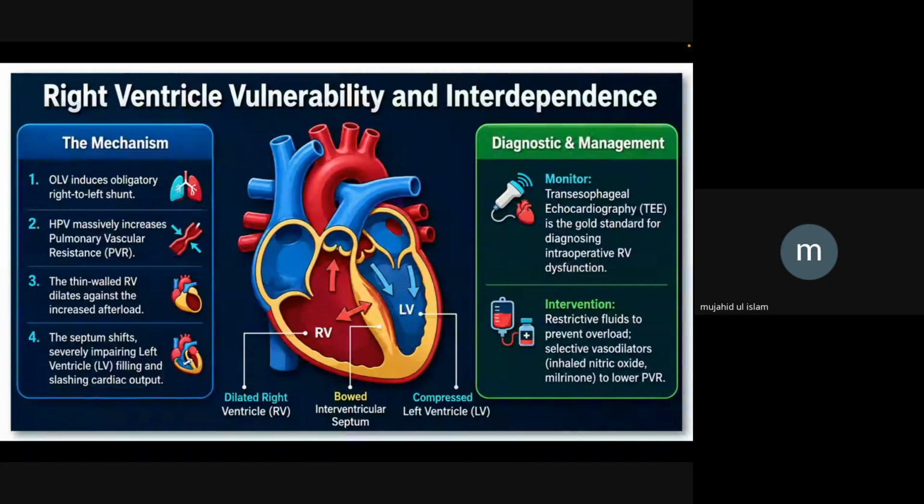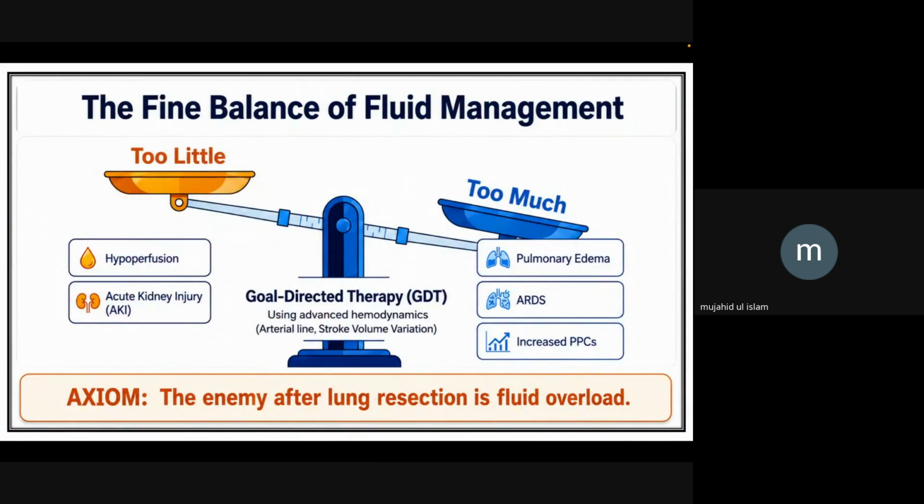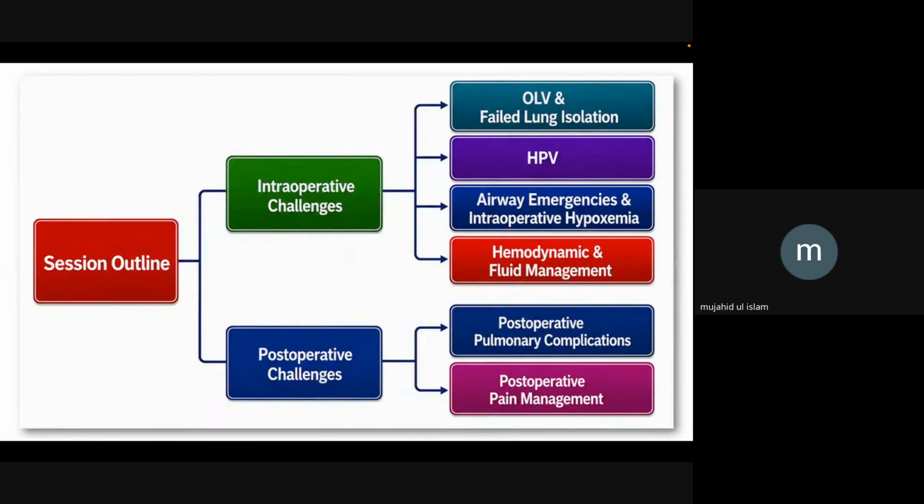TEE is the gold standard for diagnosing intraoperative RV dysfunction. And the management focuses on avoiding fluid overload and reducing pulmonary vascular resistance with selective pulmonary vasodilators, such as inhaled nitric oxide or milrinone. And this has been discussed by Dr. Imtiaz in detail. Let's come to the post-operative challenges.